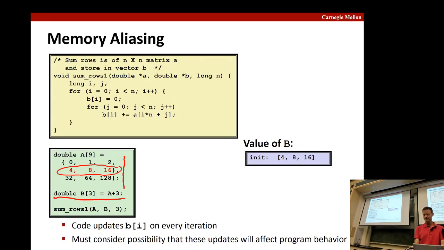Initially B is what we'd expect. It's 4, 8, and 16. But now we start to run this code and let's see what happens. The first thing that happens is we're going to set B sub I to 0. So that means that there's a 0 here, which then, of course, means it's a 0 in the A version too, because they're referring to the exact same addresses. So by doing this assignment of 0 here, I actually set that to 0 there.